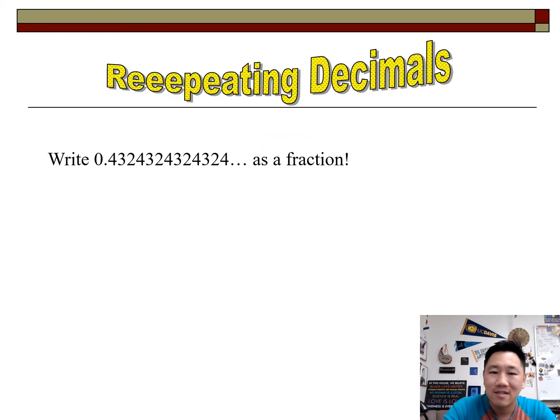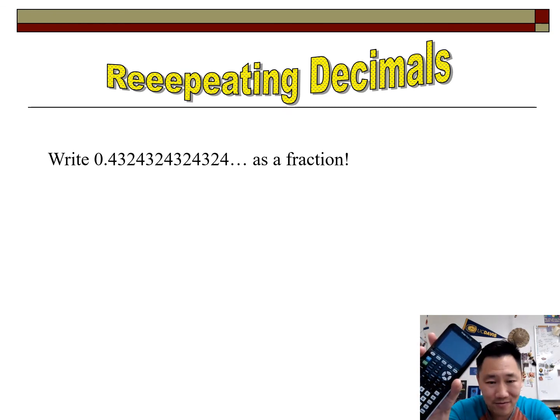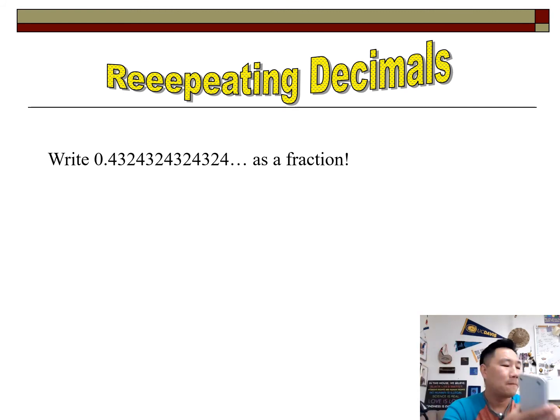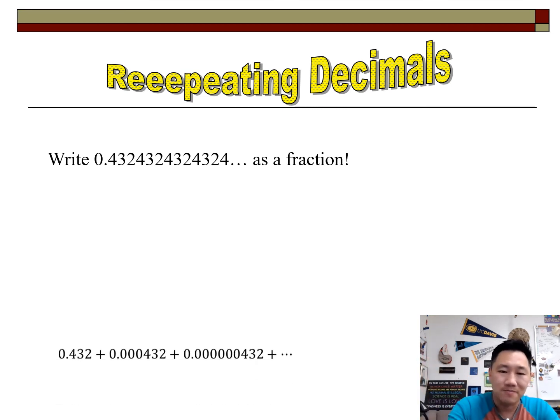All right. Last example for the day, repeating decimals. So we can use geometric series to write decimals as fractions. I mean, your fancy calculator does it for you, and I'll show you how to do it on the calculator as well. But here's how we change this repeating decimal, 0.432432 forever, to a fraction.